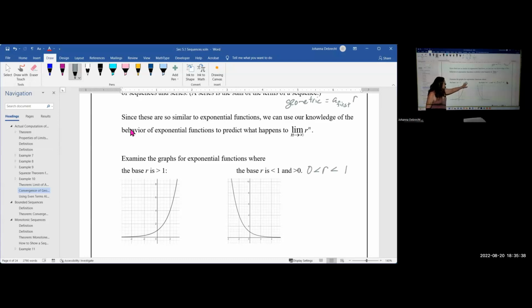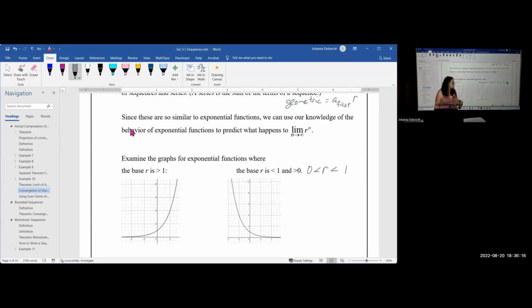An exponential function where r is greater than 1 is going to look like this. It has exponential growth. So as n goes to infinity, we would predict that this one is going to go to infinity, which means that the limit of the sequence would diverge to infinity. What about this one, where the common ratio is between 0 and 1? Well, this is similar to an exponential function with decreasing behavior. This would be exponential decay. And as n goes to infinity, it approaches 0.